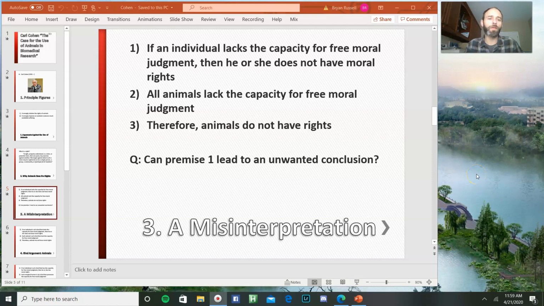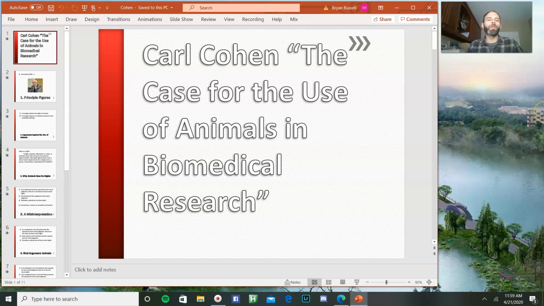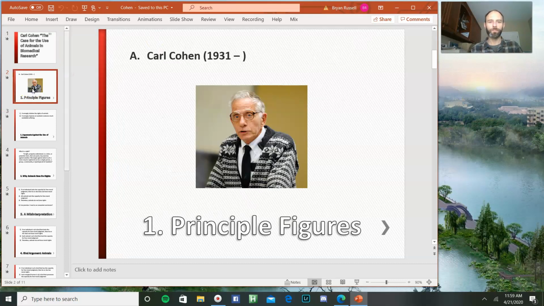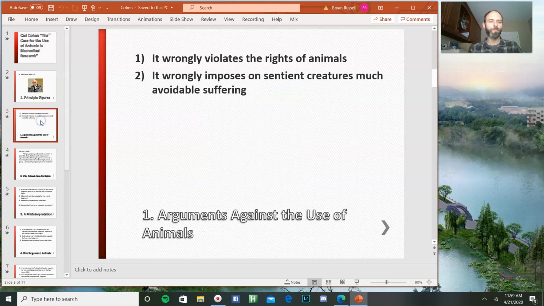Hi all. In this lecture, we're going to be talking about Carl Cohen's The Case for the Use of Animals in Biomedical Research. And Cohen, pictured here, still alive, still teaching at the University of Michigan, I believe. His argument is going to have two parts.